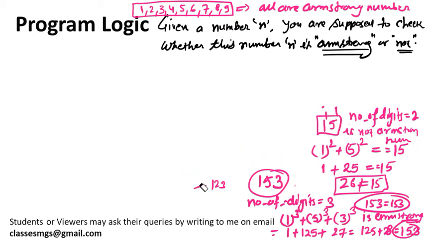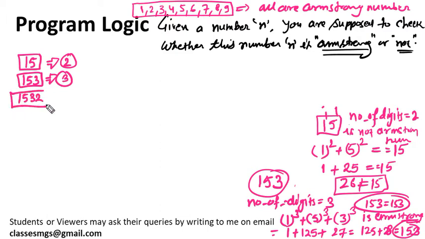Before starting the Armstrong number problem, you need to know how to find the number of digits in any number. You should know that logic first. Let's suppose I enter 15. How will you find out that it is a 2 digit number? Let's suppose I enter 153. How will you find out that it is a 3 digit number? If I enter 1532, how will you find out it is a 4 digit number? Or if I enter 4, how will you find out that it is a 1 digit number? So this logic you should be clear about.